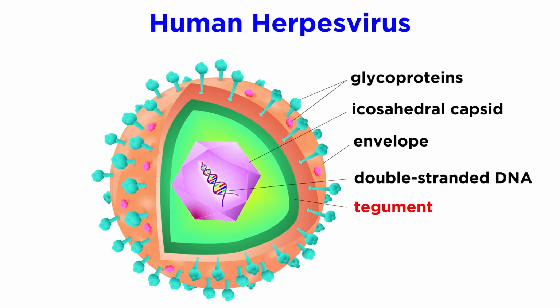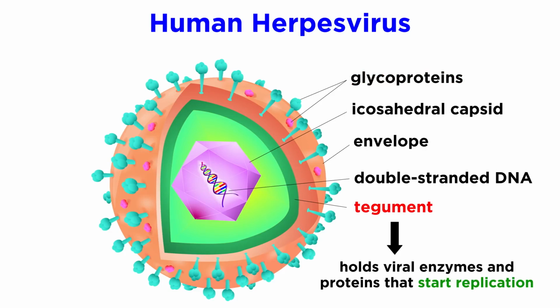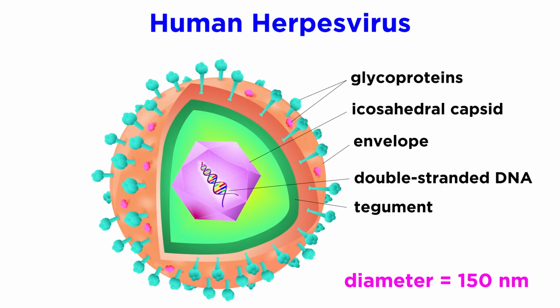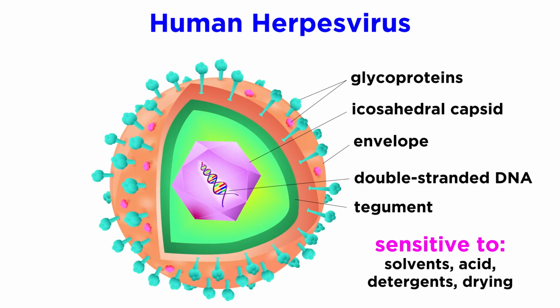The space between the envelope and the capsid is called the tegument. This space holds viral enzymes and proteins that help kickstart the process of replication once inside a host cell. With all of these parts, it makes sense that human herpes viruses are on the larger side as far as viruses go, typically spanning about 150 nanometers in diameter. However, like other viruses that contain an envelope, human herpes viruses are sensitive to solvents, acid, detergents, and drying.